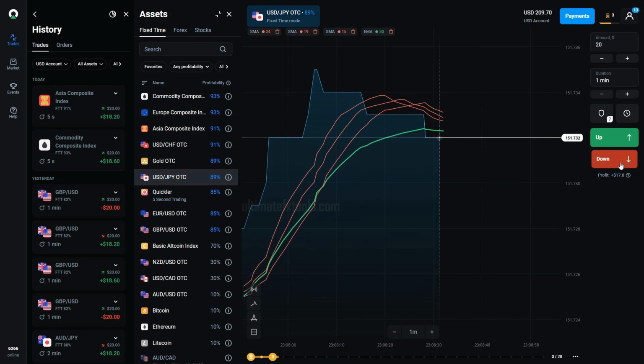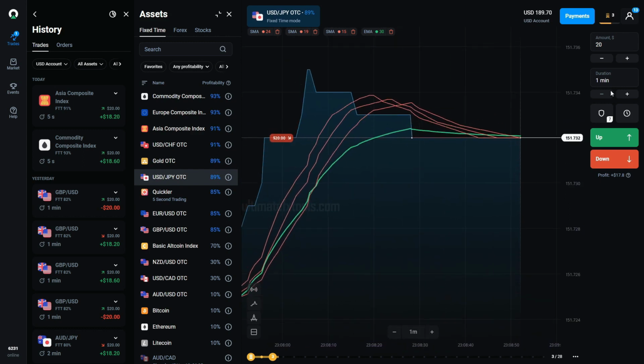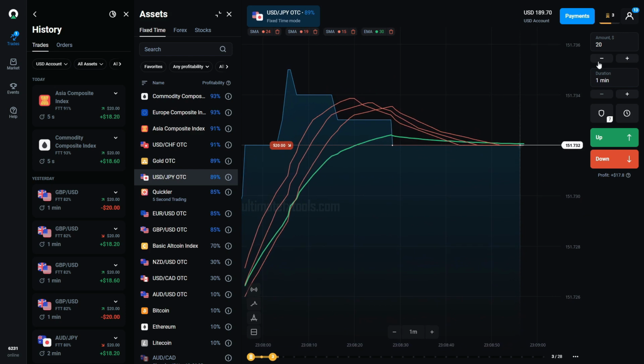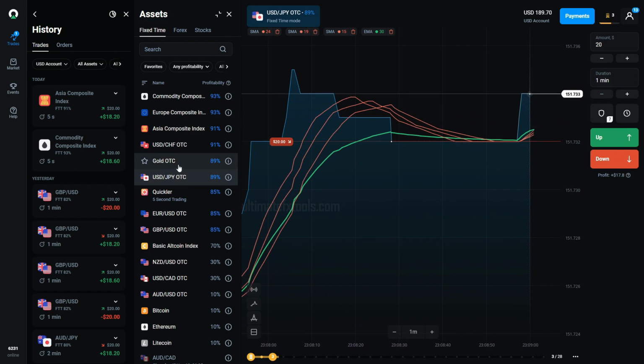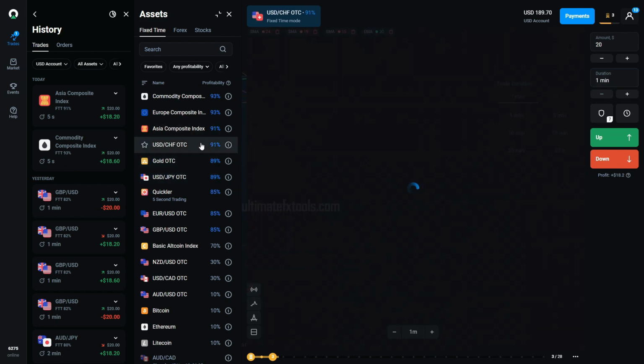We have a good USD JPY downtrend session. Let's go trade lower. As you can see, we can only trade for 1 minute in trading with the OTC market, since we will focus on a 5-second trading. Just trade the three composite indexes, or you can also trade with Quickler, which is focused on a 5-second trading expiration. Gold OTC also does not have a 5-second duration time.